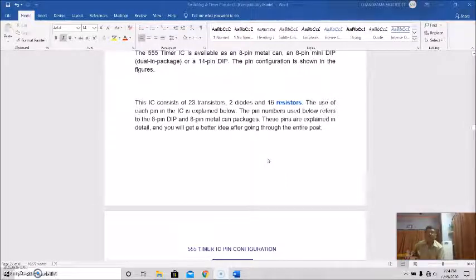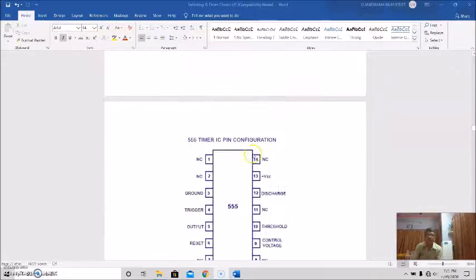This IC consists of 23 transistors, 2 diodes, and 16 resistors. Since it is an integrated circuit, it consists of 23 transistors, 2 diodes, and 16 resistors. The use of each pin in the IC will be explained here. Pin numbers used will be mainly for the 8-pin dual in-line or 8-pin metal can package. These pins are explained for better understanding here.